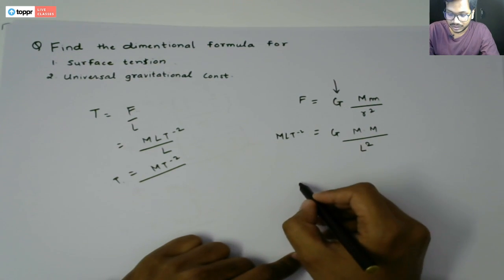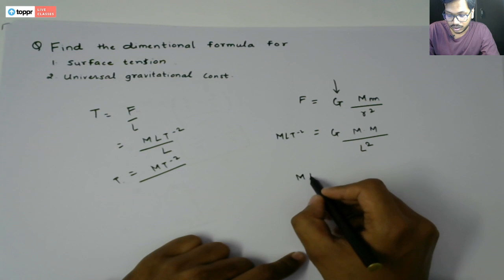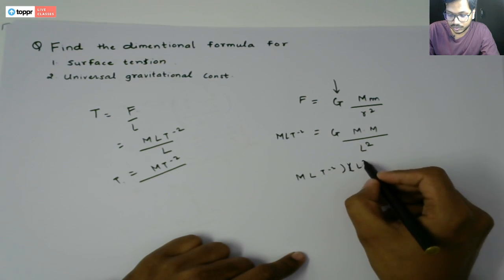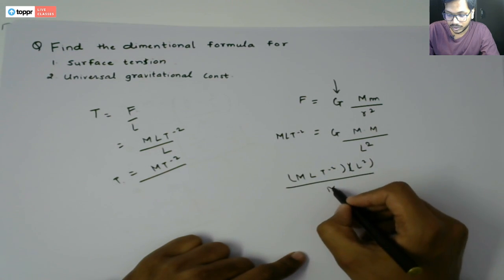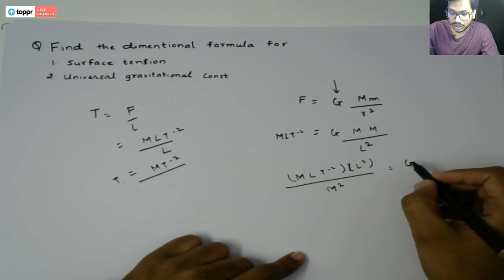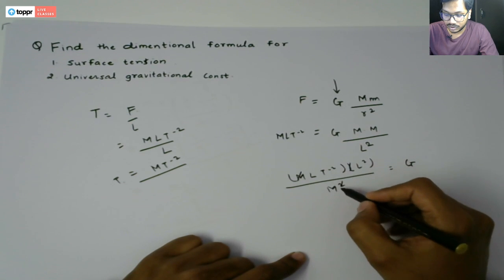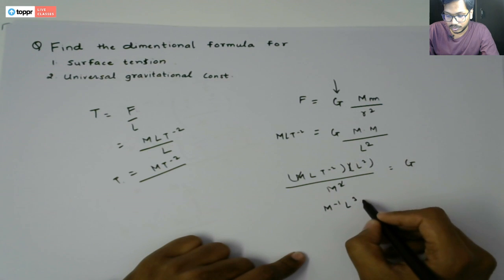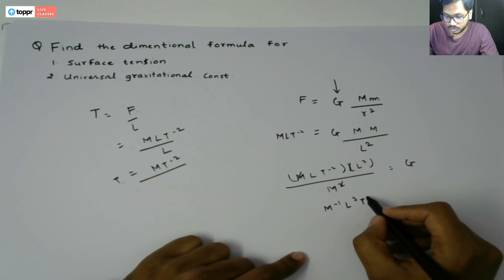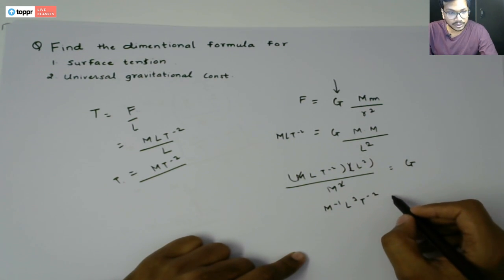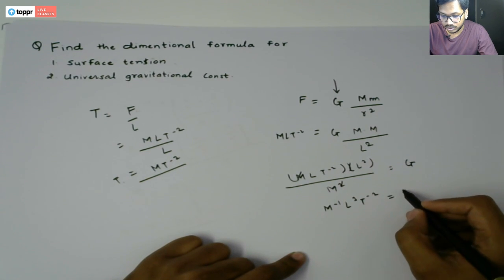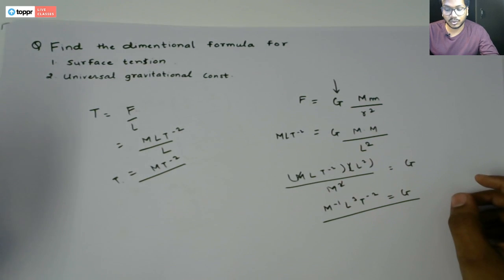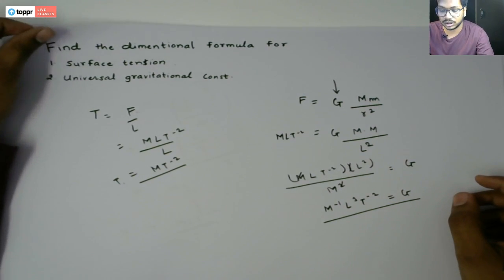Now on simplifying this we will get M L T minus 2 multiplied by L square divided by M square, which gives us G. So M and M square will get cancelled. L will be cubed up. M minus 1 L cube T minus 2 will be the dimension for universal gravitational constant. I hope now you can do this for any other quantity you can find in your textbook.